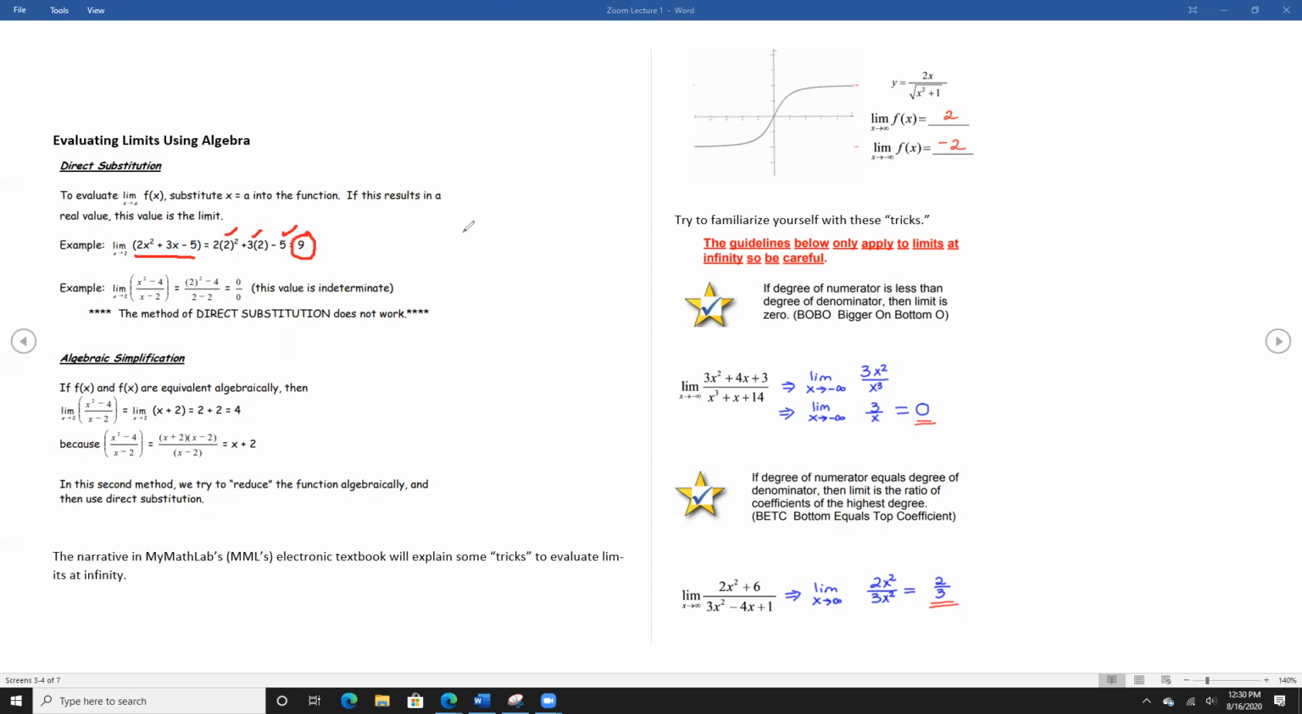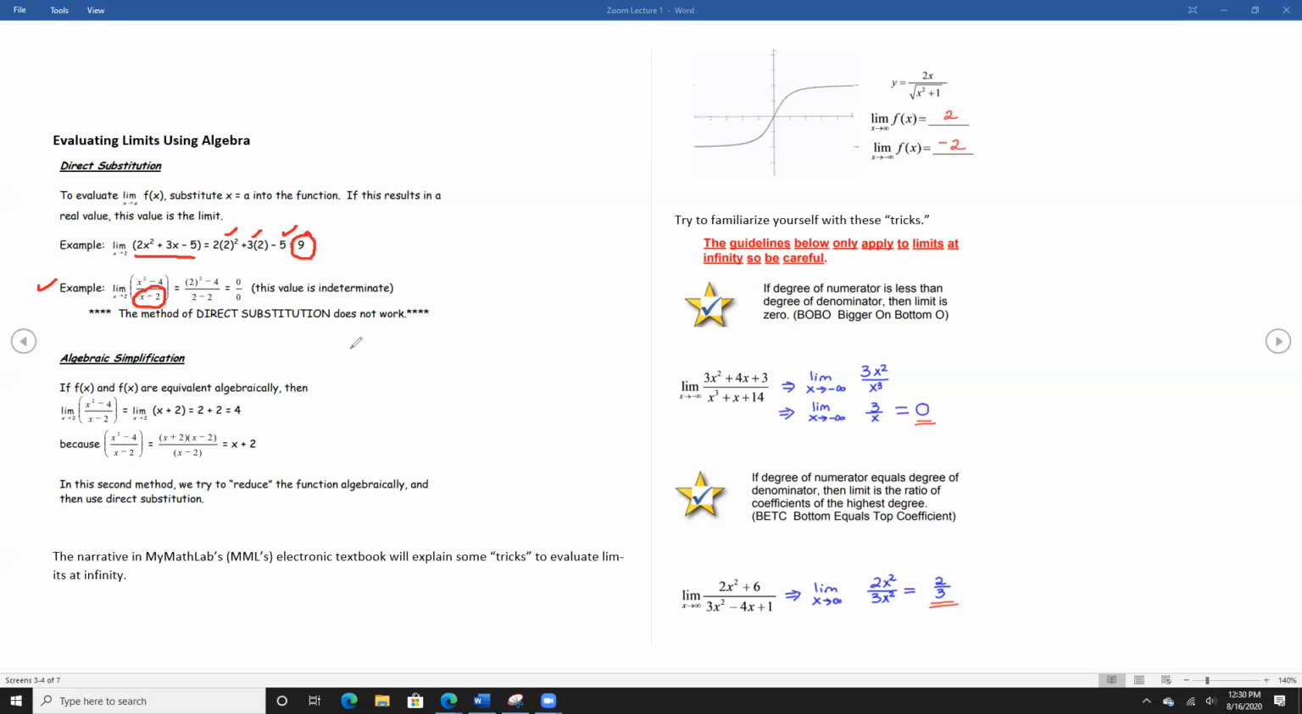Is direct substitution always allowable? The answer is no. If you look at the second example here, notice that if I plug in 2 for x, the denominator would zero out, which is not allowed. Division by 0 is not allowed. So in order to solve this problem, we would have to do some simplification.